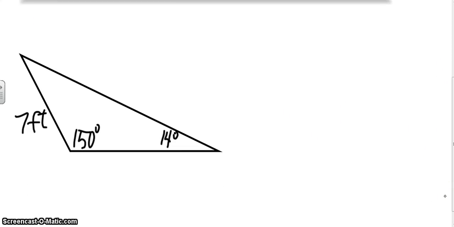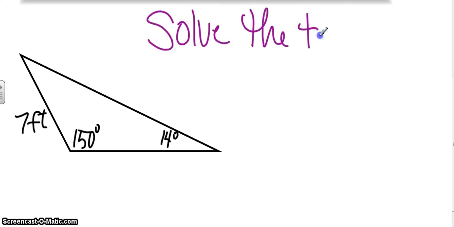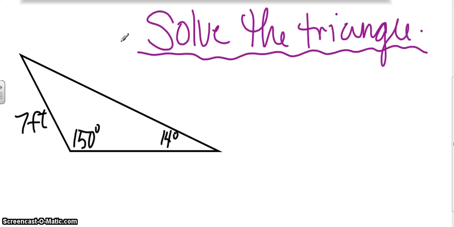So here is a triangle. So I have an angle, a side, an angle, and a side, and I need to solve the triangle. So what I do have is I've got an angle and I've got a side opposite. So I'm going to be able to use a law of sines. Now when I solve the triangle, that means I need to find all the sides and I need to find all of the angles. So I'm going to start with what I know.